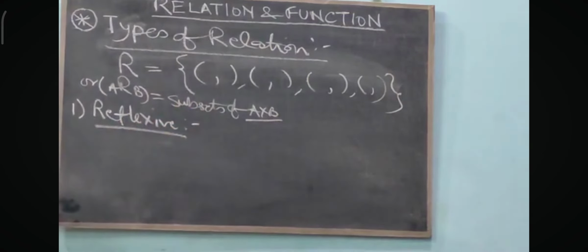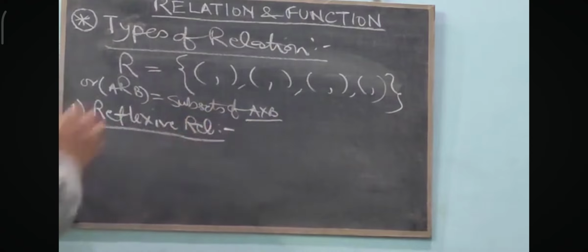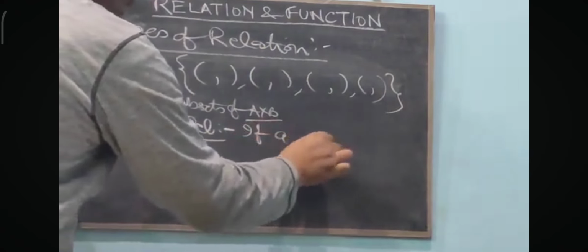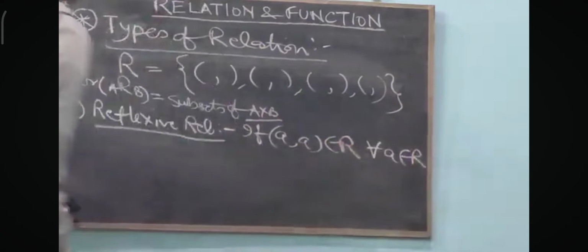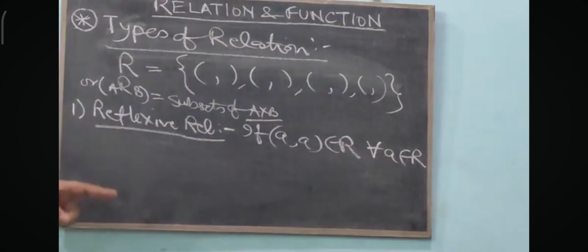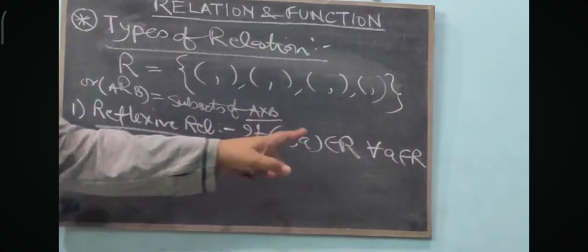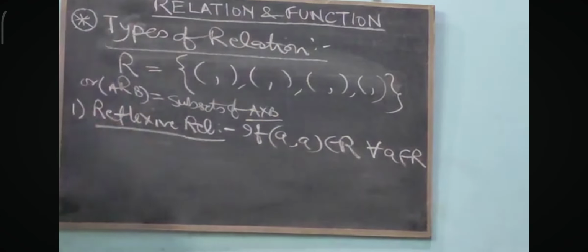It is a 6 mark question that always occurs in the CBSE board exam. Reflexive relation. For reflexive relation, if A comma A belongs to R for all A, this is the condition to be a reflexive relation. A comma A means the element should repeat, like 1 1, 2 2, 3 3. If a pair like this is in R, we will call it that relation R follows reflexivity, or relation R follows the property of being reflexive.